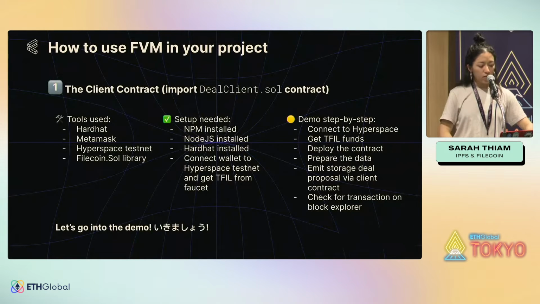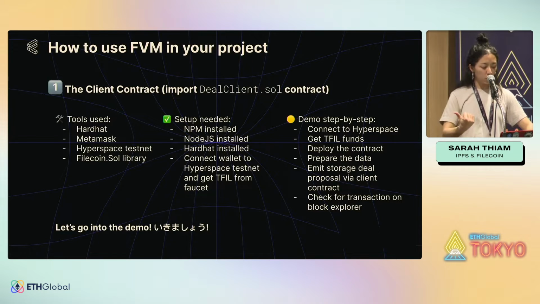Cool, so we'll get right into how to use FVM in your project. There are two main ways that I think you can use as part of the hackathon today. The first way would be the client contract. The client contract is a Solidity contract that we've written. It basically allows you to store data programmatically onto the Filecoin network using Solidity. I'll run through a demo and show you how you can use it.